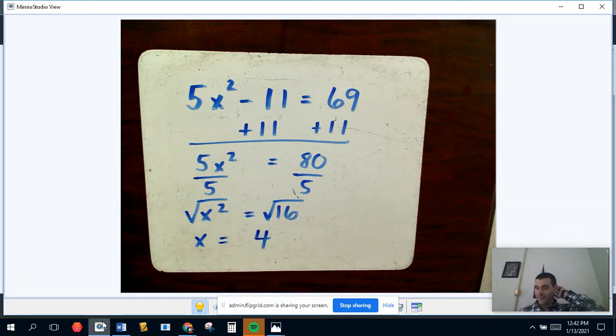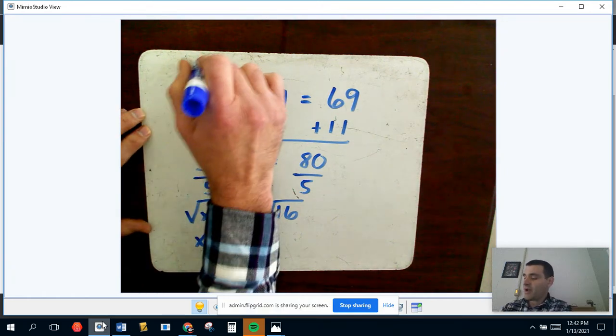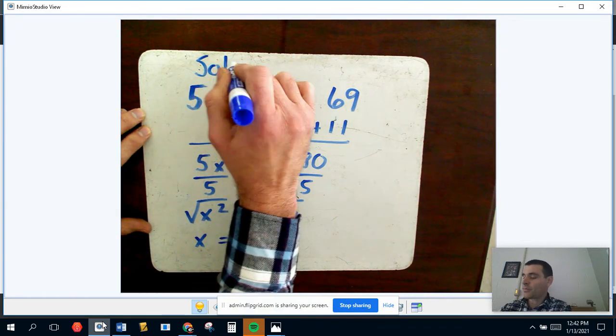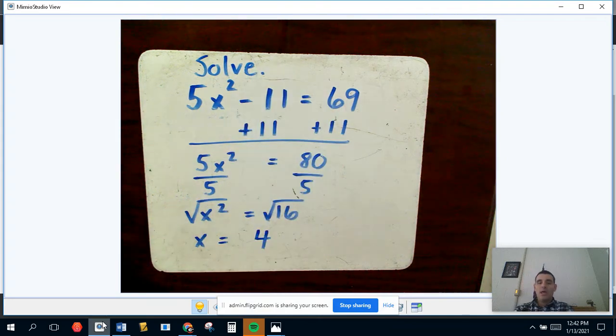Now there's an issue here. Instructions, which I didn't write, are to solve. Remember, when you solve something, you're finding the value of the variable that makes the equation true. Well, in this instance, if you just start right here and go down, what makes this true? What squared equals 16? Well, 4 squared equals 16, but so is negative 4. Negative 4 times itself is also 16.